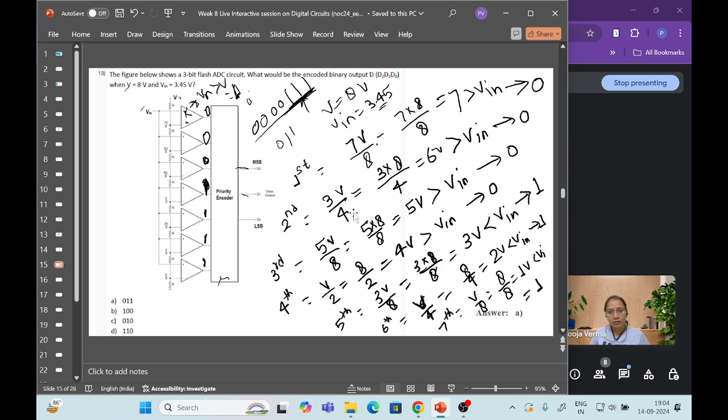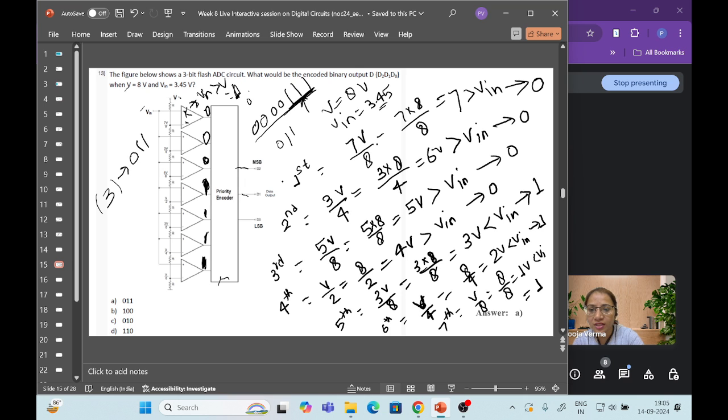Ma'am, the last step is not clear. Last step, okay. Here, the output of the priority encoder: three inputs are high, right? Just check for the 3. What will be the binary equivalent for 3? How can we write it? That is 0, 1, 1.